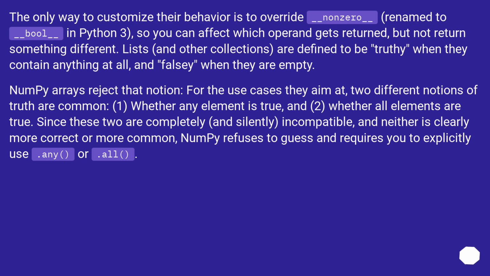For the use cases they aim at, two different notions of truth are common: 1. Whether any element is true, and 2. Whether all elements are true. Since these two are completely and silently incompatible, and neither is clearly more correct or more common, NumPy refuses to guess and requires you to explicitly use .any() or .all().